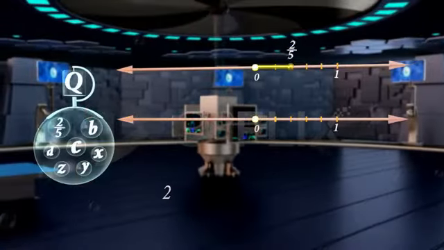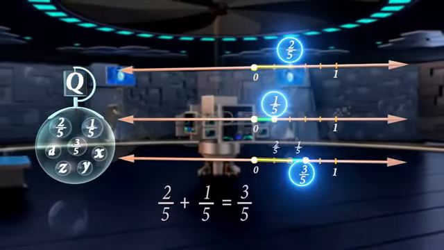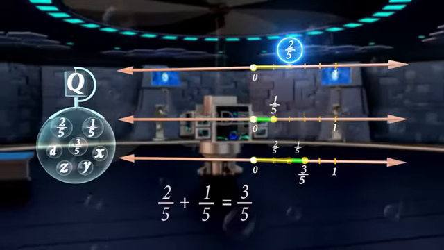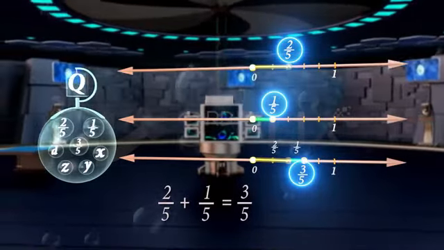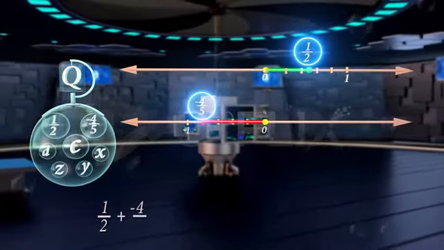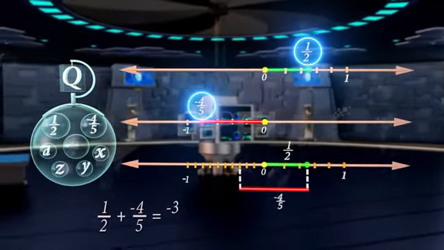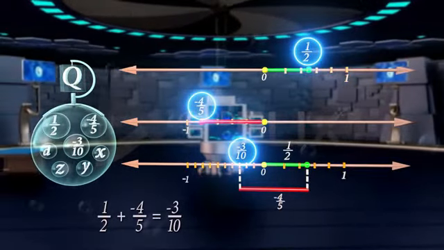2 by 5 plus 1 by 5 equals 3 by 5, and observe that 2 by 5, 1 by 5 and 3 by 5 are rational numbers. 1 by 2 plus minus 4 by 5 equals minus 3 by 10, and observe that minus 3 by 10 is also a rational number.